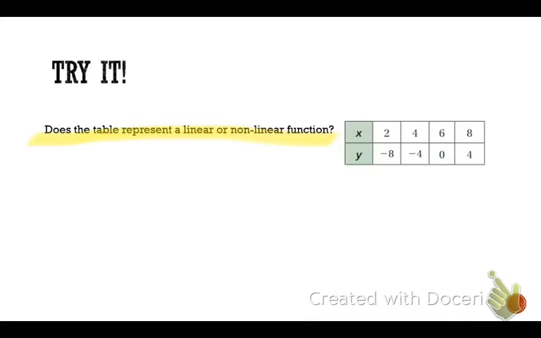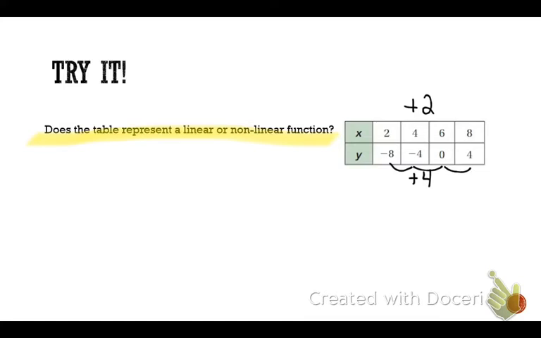All right. Okay, did you guys find a pattern with x? Okay, what was your pattern with x? You're adding 2 to each value. Very good. What was your pattern with y? Okay, that you're adding 4. So negative 8 plus 4 is negative 4, plus 4 is 0, plus 4 is 4.